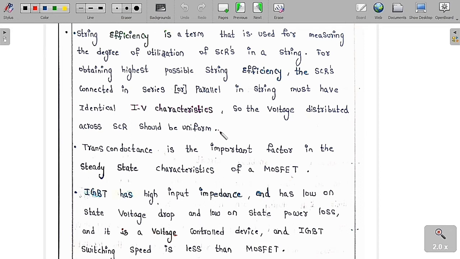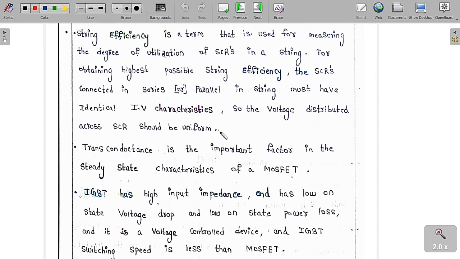String efficiency is a term that is used for measuring the degree of utilization of SCRs in a given string. For obtaining the highest possible string efficiency, the SCRs connected in series or parallel in a string must have identical IV characteristics. So the voltage distributed across the SCRs should always be uniform. If you take SCRs which have identical IV characteristics, whether you connect them in series or in parallel, the voltage distribution across each SCR will be equal because of the same IV characteristics. Therefore the string efficiency is higher because we utilize them more fully. That is the meaning of string efficiency.